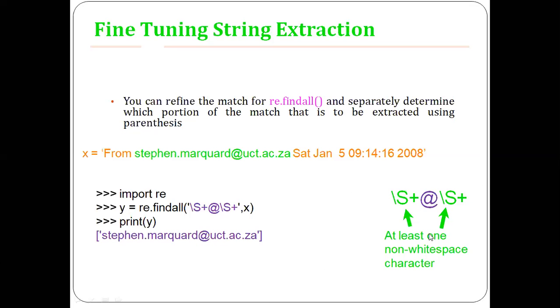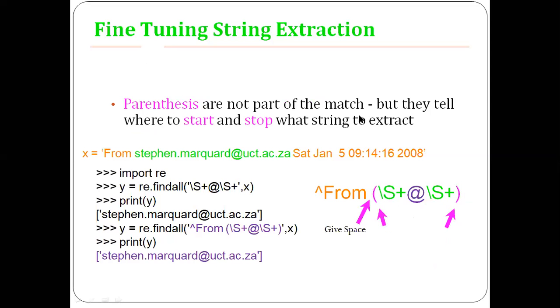So here the plus means that at least one non-whitespace character should appear. So the whole regular expression, backslash S plus @ backslash S plus, indicates that it is going to extract a string which doesn't contain any whitespace characters. And parentheses are not part of the match, but they tell where to start and stop the string to extract. That is how you can include them within the regular expression, but they are not part of the match.